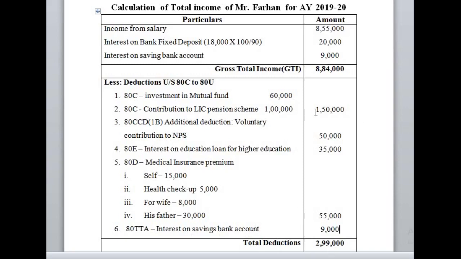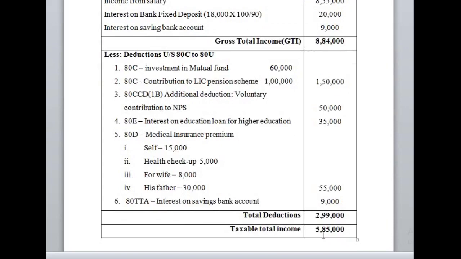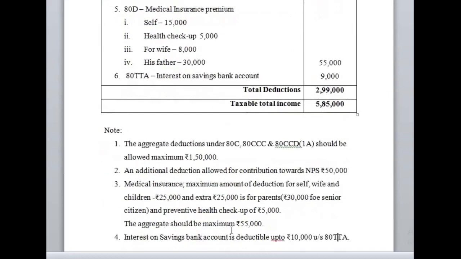Total amount of deductions. By taking the sum of all the deductions, the total will be 2,99,000 and the balance of rupees 5,85,000 is the taxable total income. So here we have some notes.